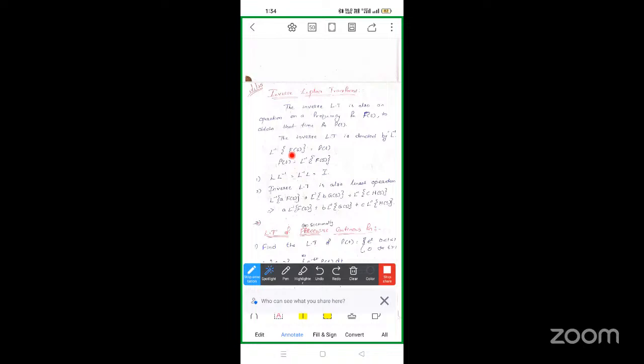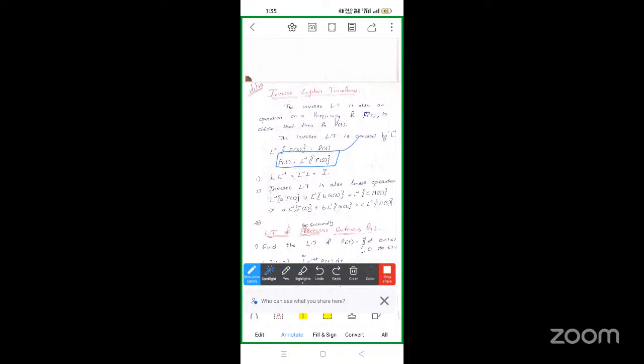Some authors, in some textbooks, denote it by F of p in place of s. So L inverse of F of p is equal to f of t. That implies f of t is equal to L inverse of F of s. So this is the basic formula for the inverse Laplace transform.